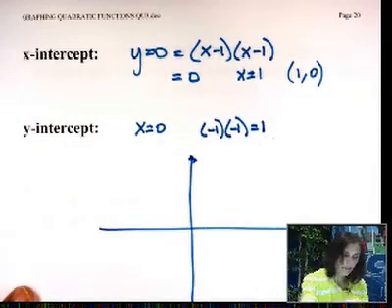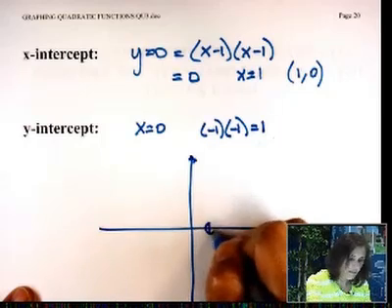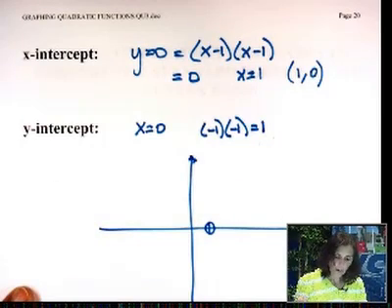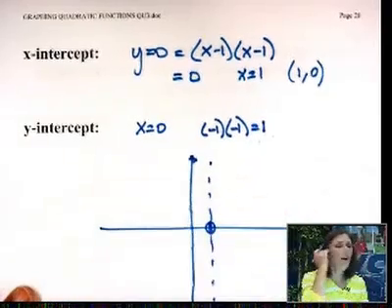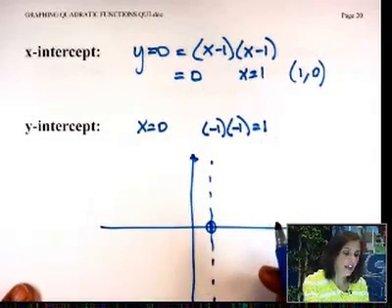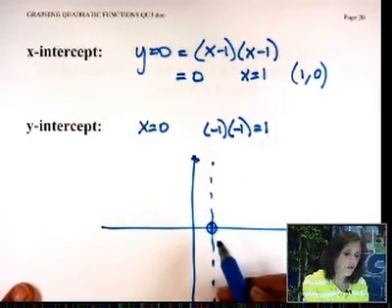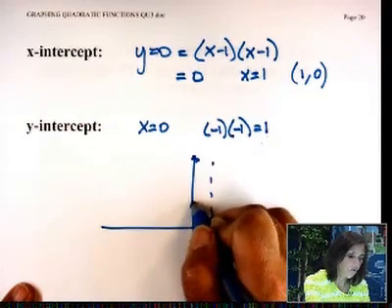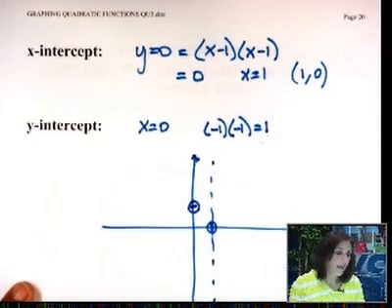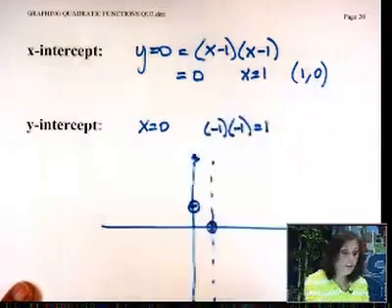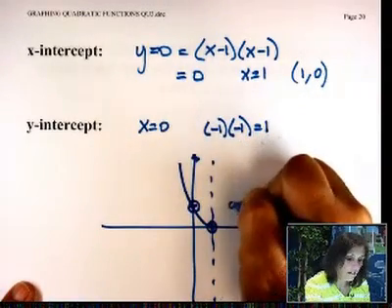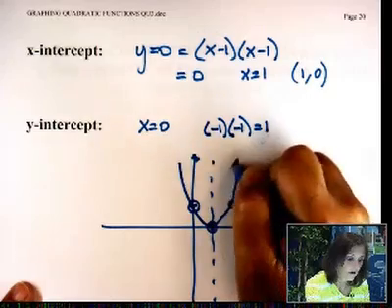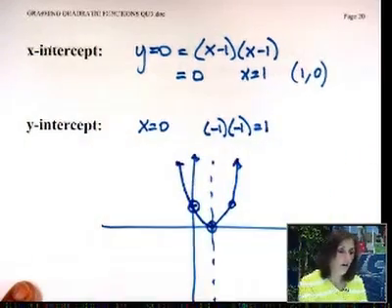My vertex is at (1, 0). It will open up. Line of symmetry is x equals 1. Y-intercept is x equals 0, y equals 1. It has to go through here. And the x-intercept is (1, 0), and this is the only way it can happen. All right.